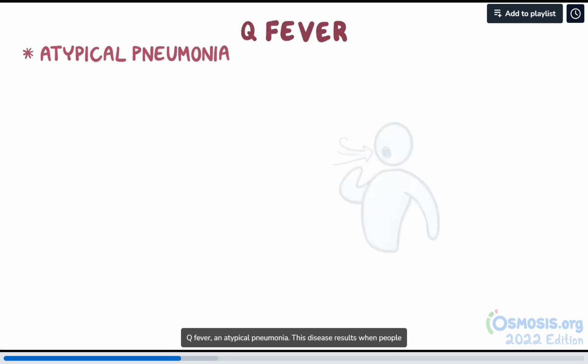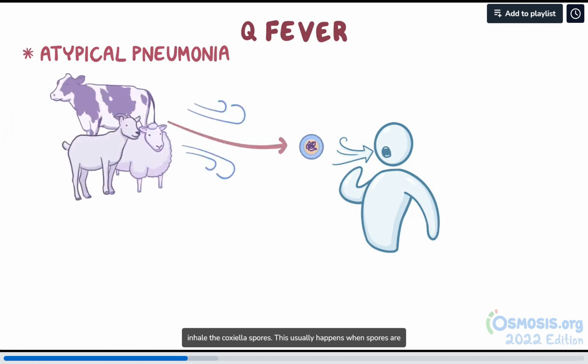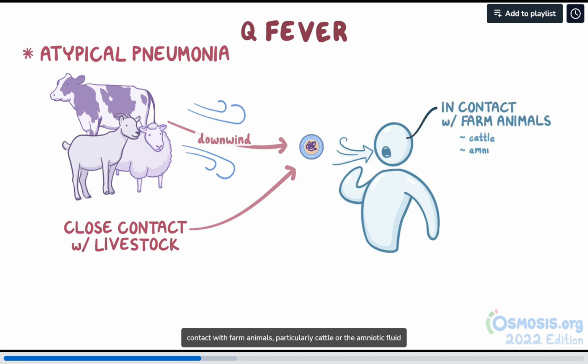Now, the primary disease that Coxiella burnetii causes is called Q fever, an atypical pneumonia. This disease results when people inhale the Coxiella spores. This usually happens when spores are blown downwind from animal farms or when they come into close contact with livestock that are harboring the bacteria. So people at high risk for infections include people in contact with farm animals, particularly cattle or the amniotic fluid of cattle, and slaughterhouse workers.